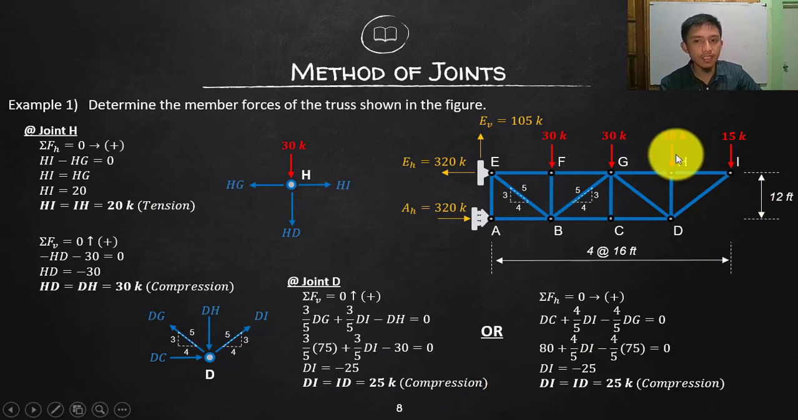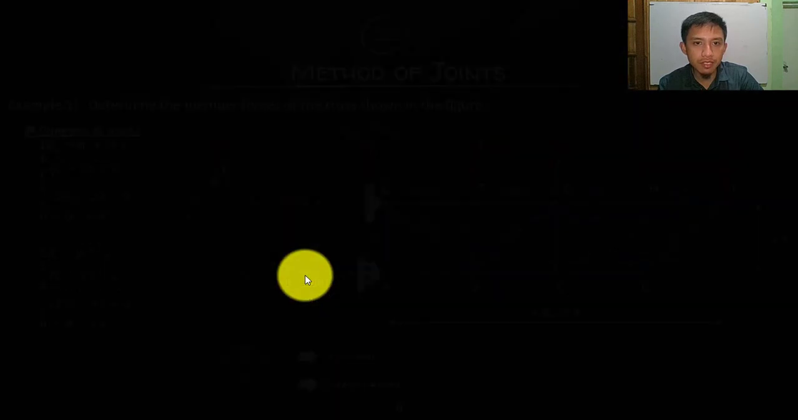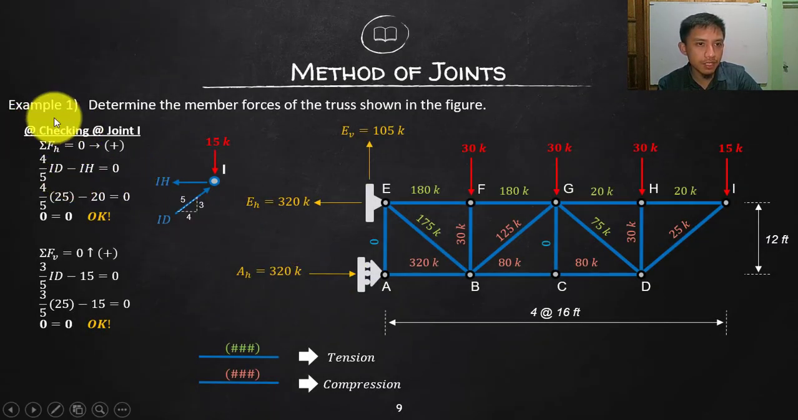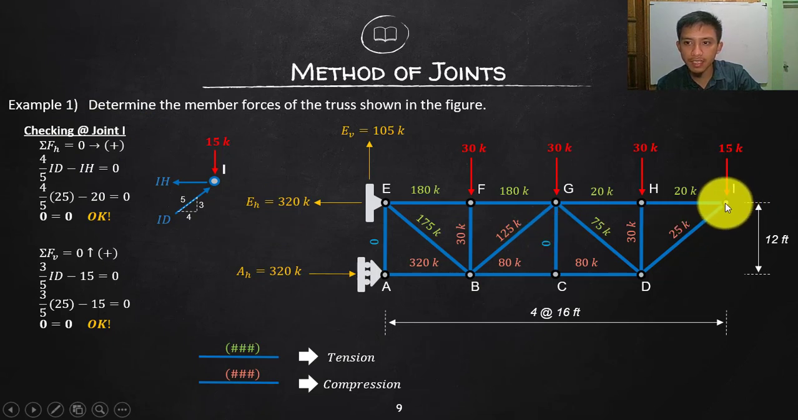So again, as I've said, we are already finished solving all the member forces. Supposedly, I am not required to pass to joint I, but I'd rather use the final joint as my way of checking. So I suggest that one always. If we now proceed, let's apply the checking at joint I.